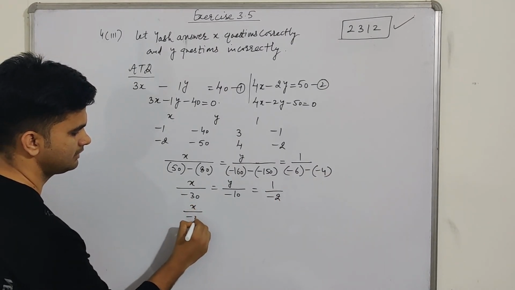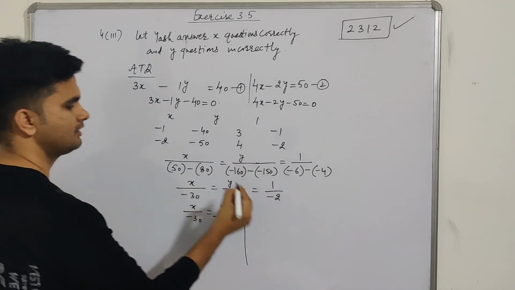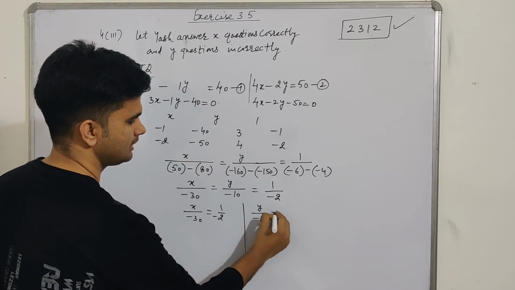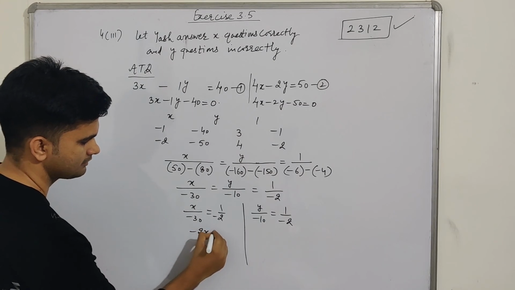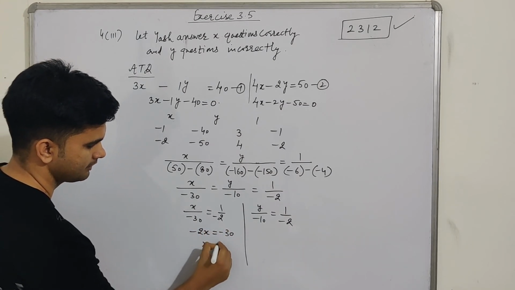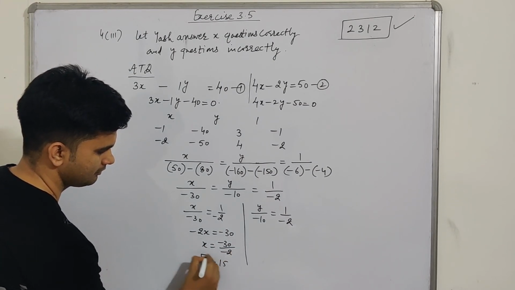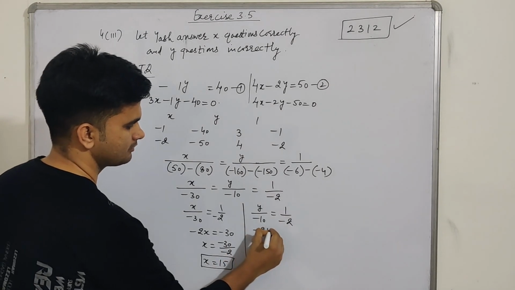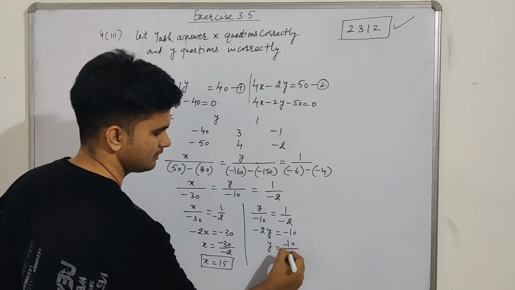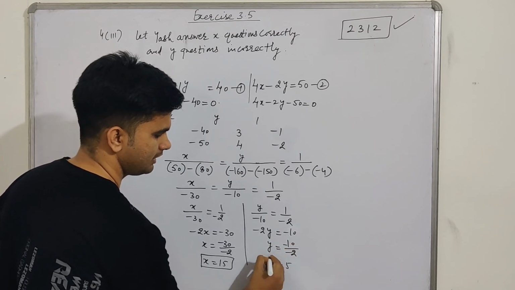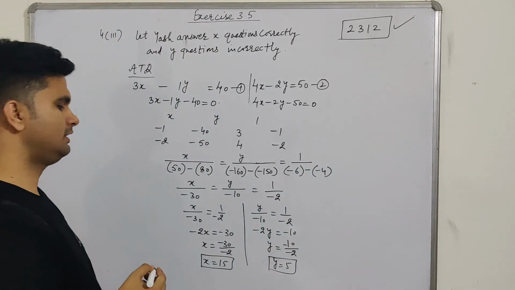Then x by minus 30 is equal to 1 by minus 2. I am taking the first and third one. Y by minus 10 is equal to 1 by minus 2. Then cross multiplication. Minus 2x is equal to minus 30. X is equal to minus 30 upon minus 2. X is equal to 15. Minus 2y is equal to minus 10. Y is equal to minus 10 by minus 2 is equal to 5. Then x is 15 and y is 5.